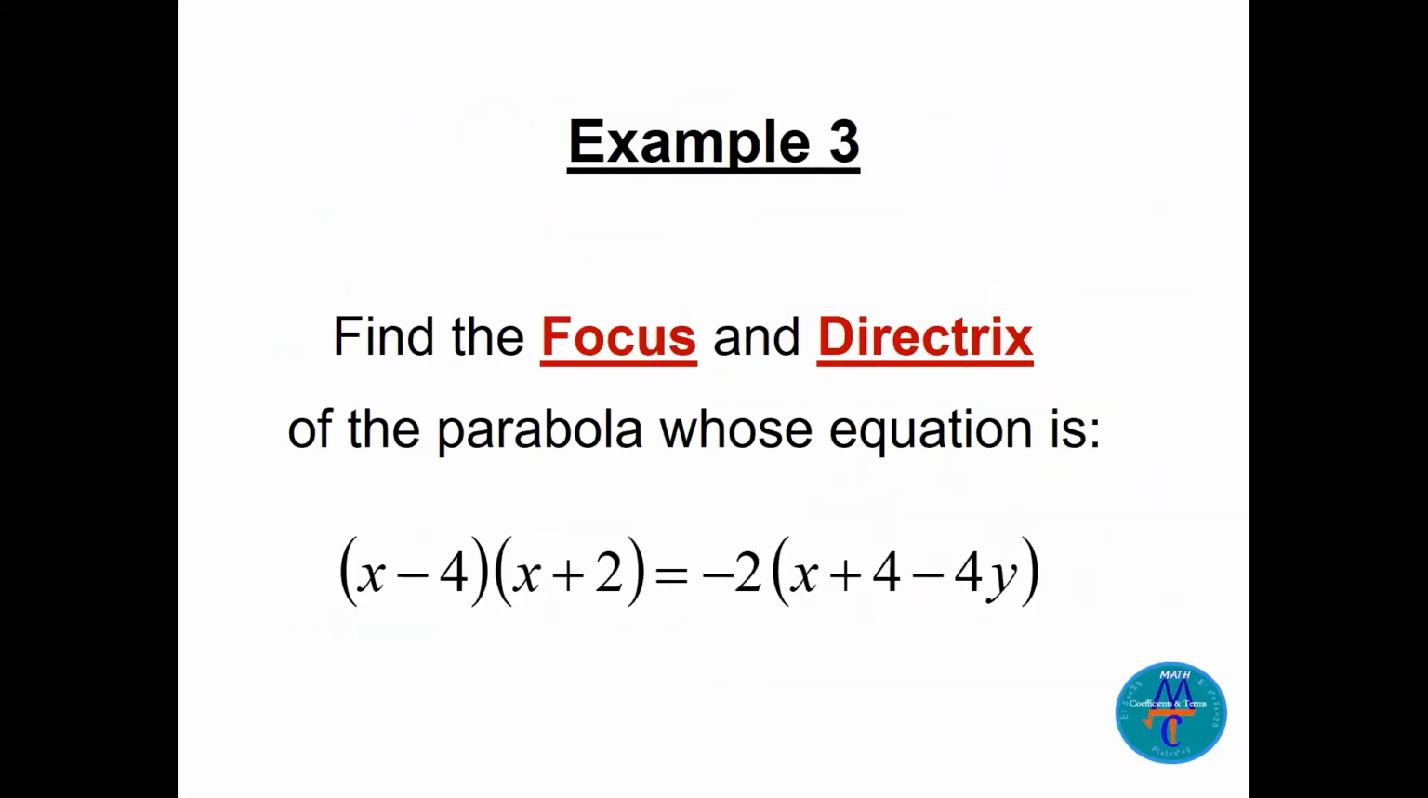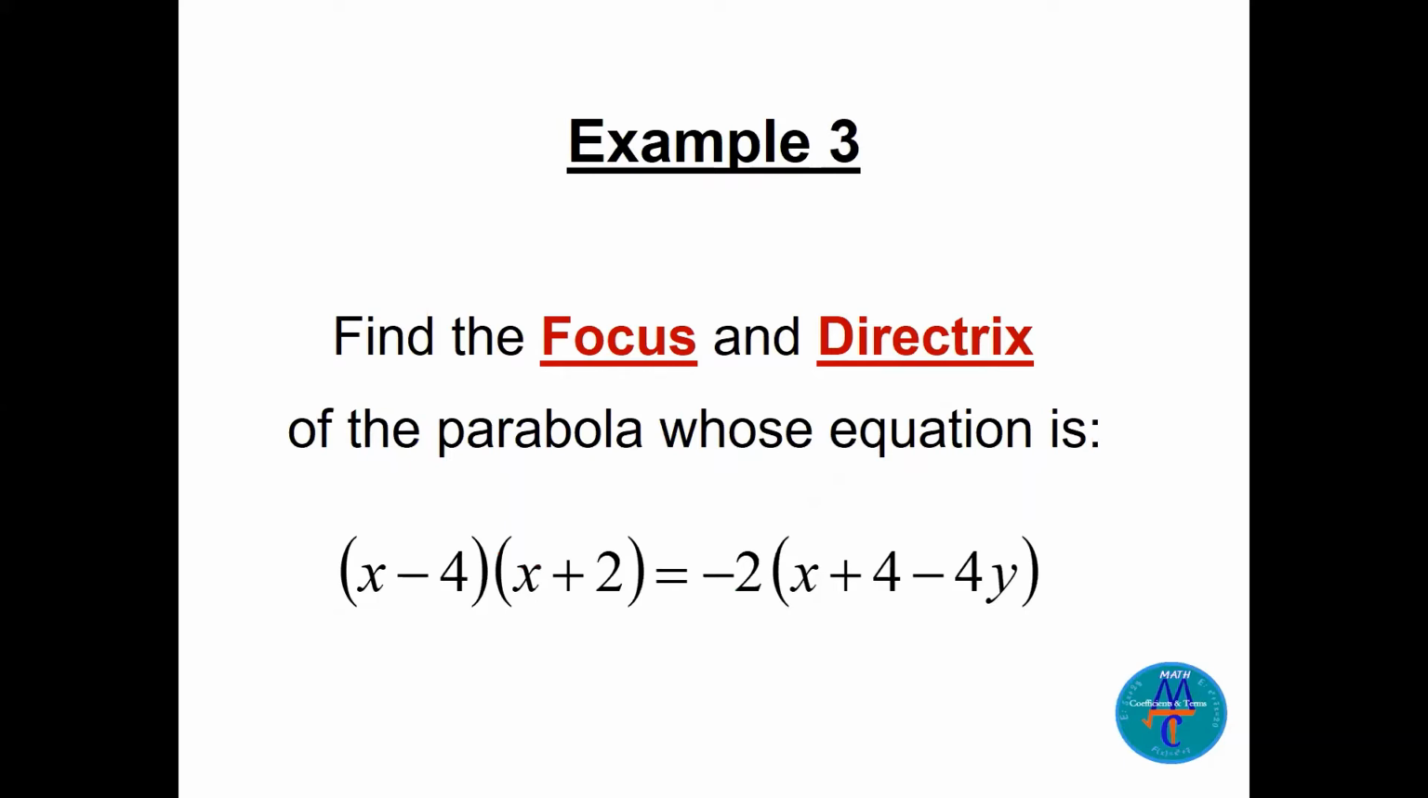Now let's find the focus and the directrix of the parabola whose equation is (x − 4)(x + 2) = −2x + 4 − 4y. How can we find the focus and the directrix? The important thing is to find p.